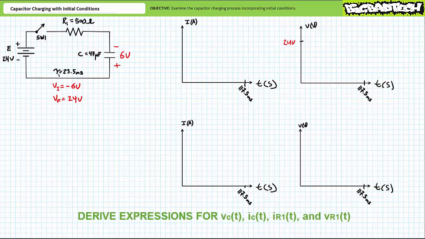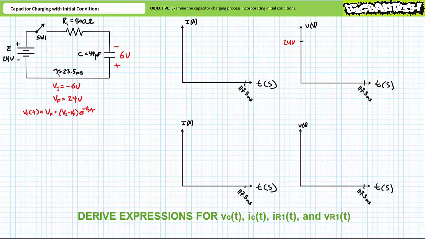See if you can derive the expressions for voltage across the capacitor as a function of time, Vc of t, current through the capacitor as a function of time, Ic of t, voltage across resistor 1 as a function of time, VR1 of t, and current through resistor 1 as a function of time, IR1 of t. It may be helpful to remind you that the general function of voltage across the capacitor as a function of time is Vf plus Vi minus Vf times e to the negative t over tau.